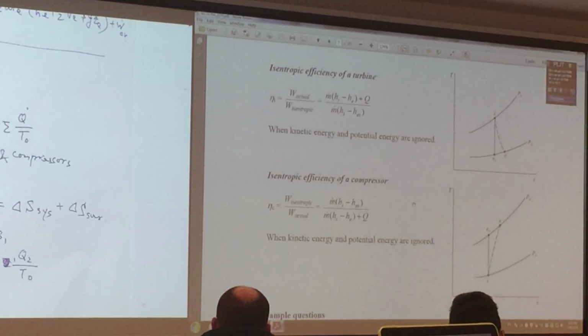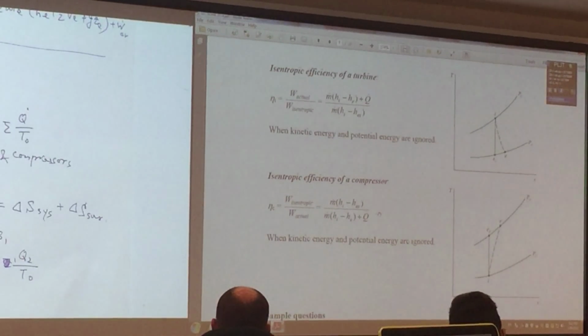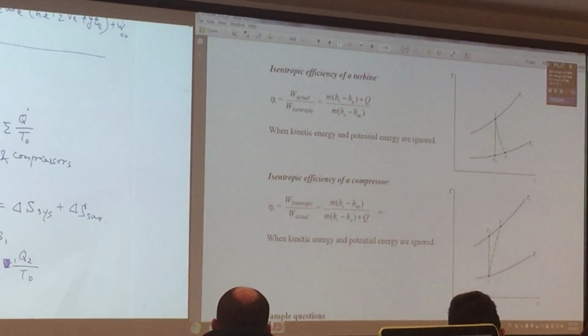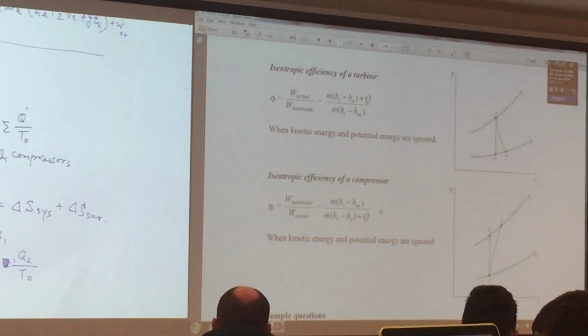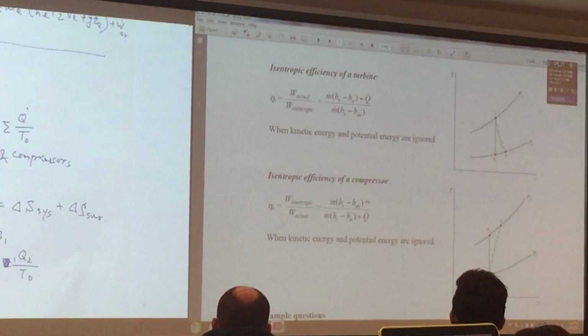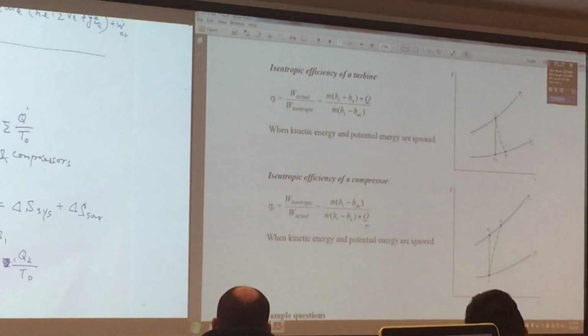Okay, isentropic efficiency of the turbine is actual power divided by isentropic power. And the compressor, just the opposite, because the compressor is a device which requires power to drive. So the one which requires less power to drive is more efficient. So that's the isentropic compression power divided by the actual power.